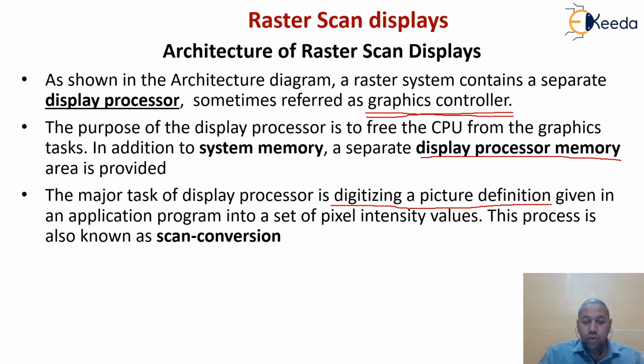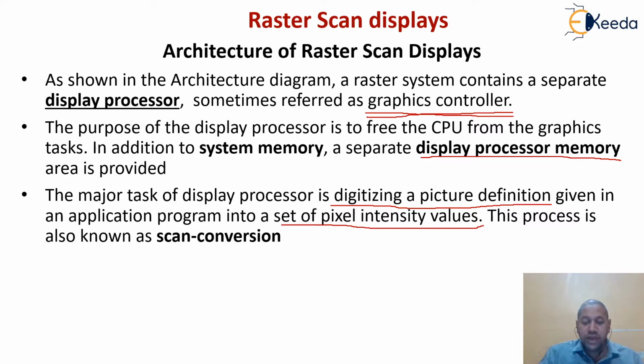It digitizes the picture definition given in the application program into a set of pixel intensity values. So the display processor converts the application program into a set of pixel intensity values, which are stored, through the display processor memory, in the frame buffer. From the frame buffer, the video controller reads it and sends it to the monitor screen.